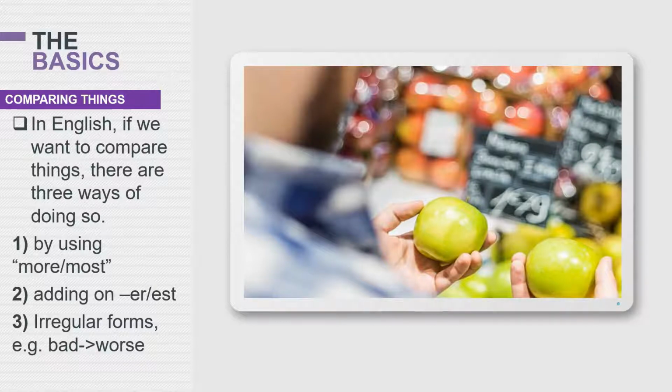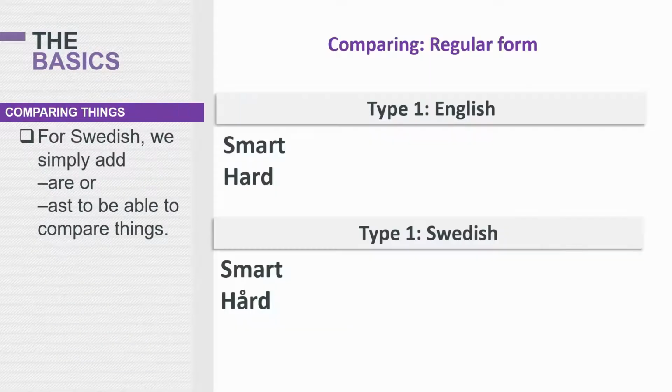Or you could add on an ending. So you can say the strongest person I've seen. Or you can use a very irregular way. So you can say bad, he's bad, but he is worse. So you're comparing the two and it's irregular. You change the whole form of the word. So let's look at all of these three examples and you'll see that in Swedish, the way that you get these versions is very similar to what we have in English.